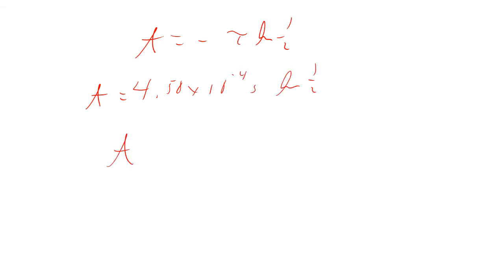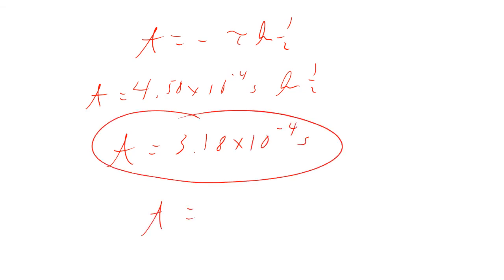Okay, and so we plug that in. So t equals minus tau, natural log of 1/2. So this will be 4.58 times 10 to the minus 4 seconds, natural log of 1/2. So the time is going to be 3.18 times 10 to the minus 4 seconds. Or in other words, that's going to be 0.318 milliseconds. So that's how long it would take for the current to drop to 1/2.